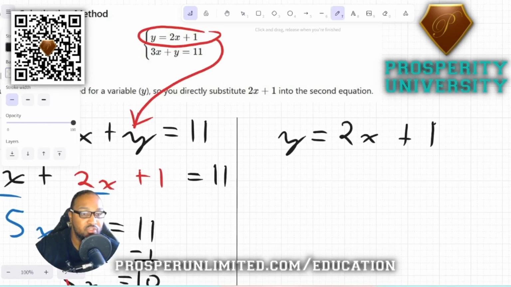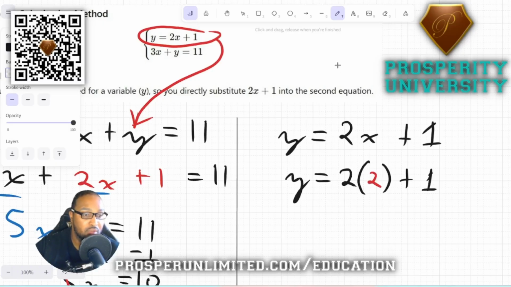Well, we know x equals 2. So once again, we can use the substitution method. Instead of 2 times x, we can say 2 times 2. 2 times 2 is 4. 4 plus 1 is 5. And so therefore y equals 5.